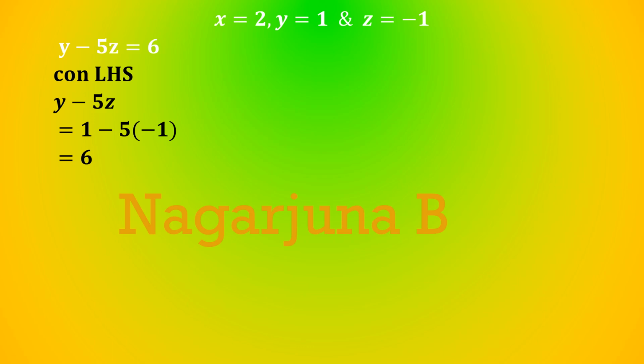Therefore x is equal to 2 and y is equal to 1 and z is equal to minus 1 are the correct or exact values for the given system of linear equations by using the Jacobi method. It is also called the Jacobi iteration method.